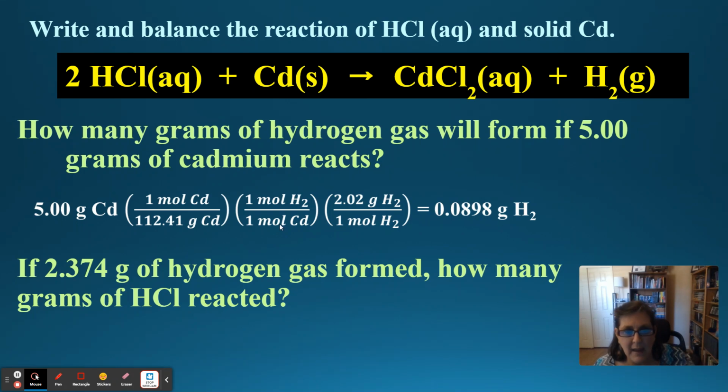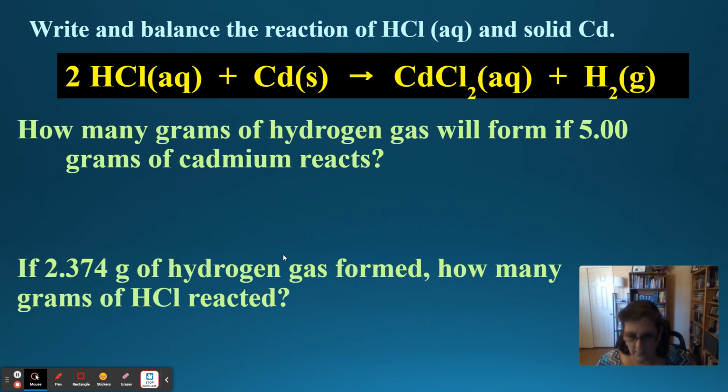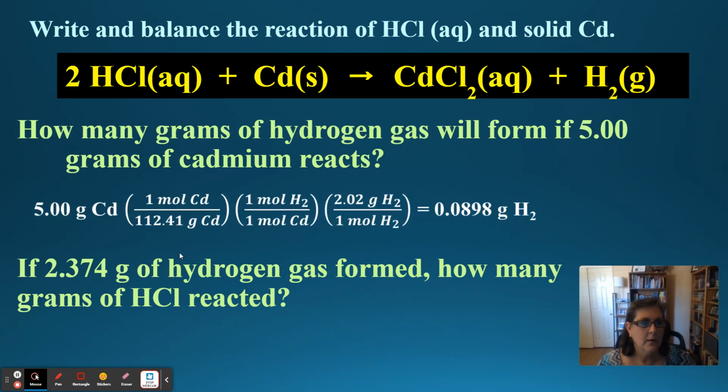Moles of cadmium cancel. Moles of hydrogen cancel. We have grams of hydrogen. Punch it into your calculator. Sig figs. We started with 3 sig figs. We have 5 sig figs in the molar mass of cadmium. We have 3 sig figs in the molar mass of hydrogen. So we go with the least, 3 sig figs, so 0.0898 grams of hydrogen.